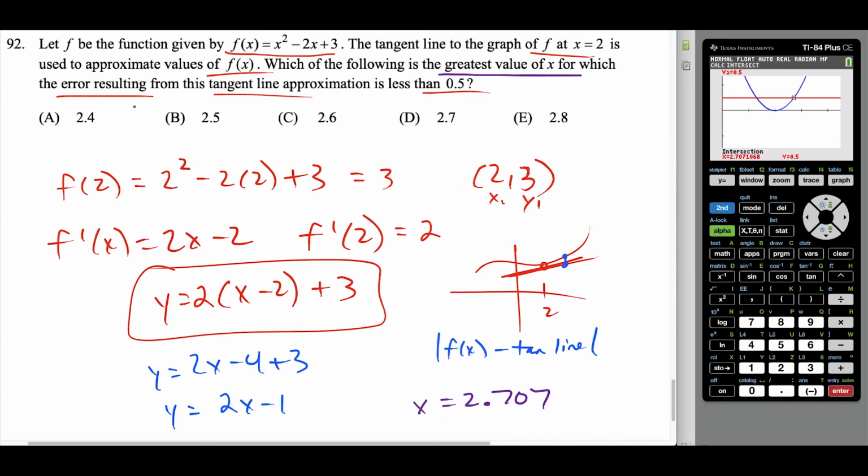Now I go to the answer key. If x equals 2.707 is when the error equals 0.5, then I have to say this can't be it. This is going to be the biggest value of x, because 2.7 is just a little bit less than 2.707. And these are not it because 2.7 is bigger than all the other answer choices. So this one is definitely going to be choice D.